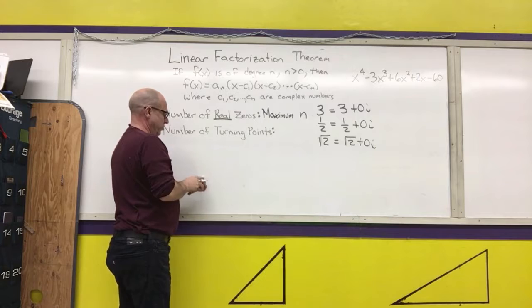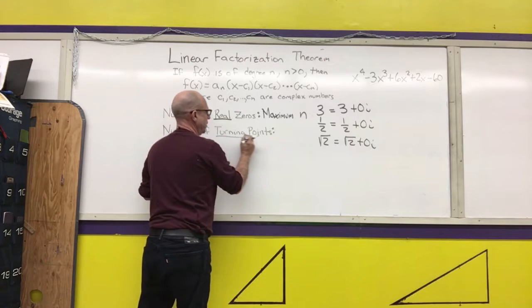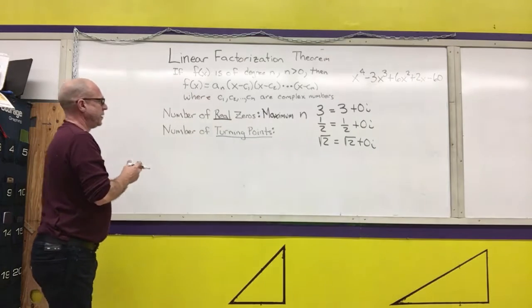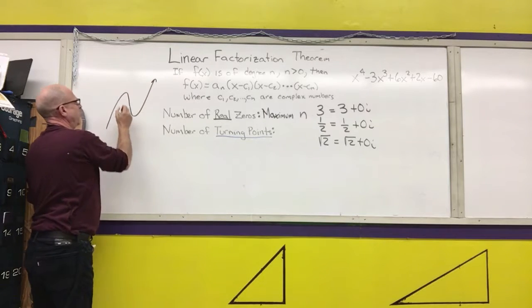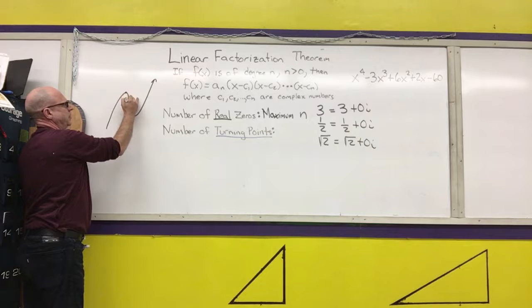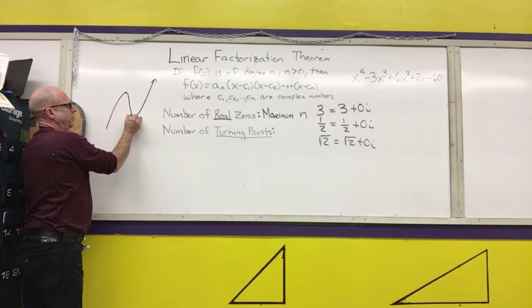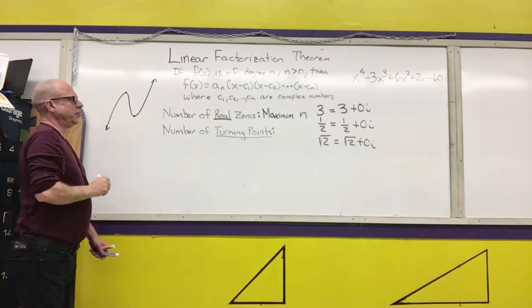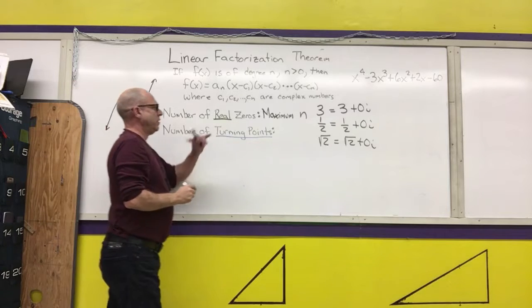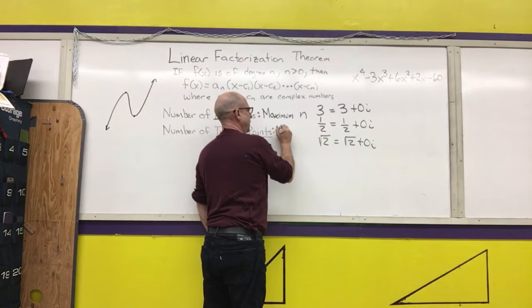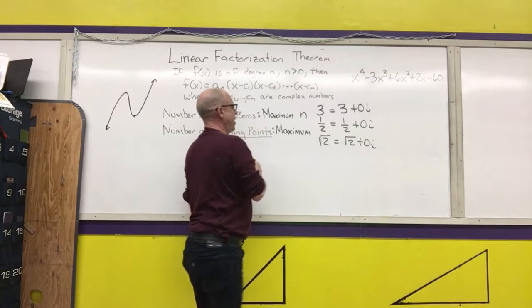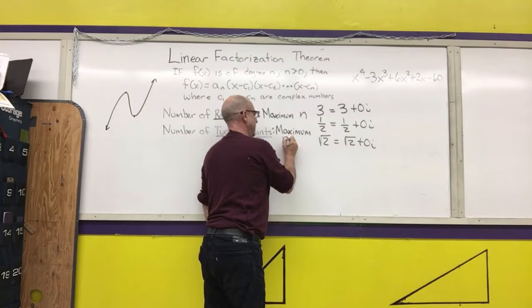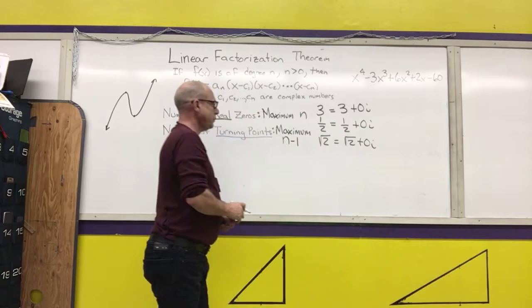The next thing I want to discuss is what is called turning points of a graph. A turning point of a graph is anywhere it goes from increasing to decreasing or from decreasing to increasing. And the maximum number of turning points of any polynomial function is n minus 1.